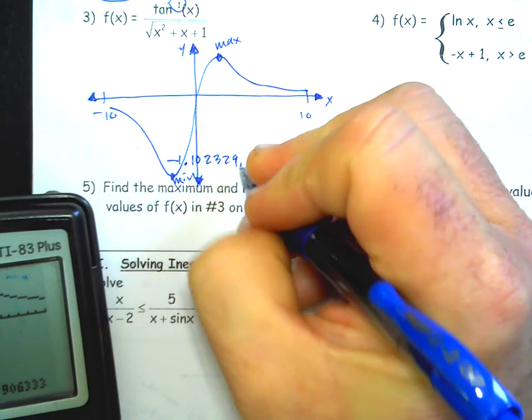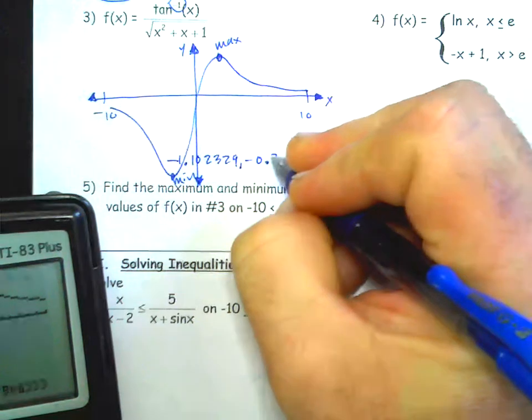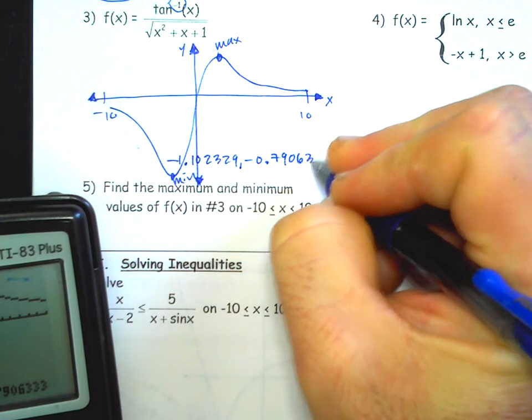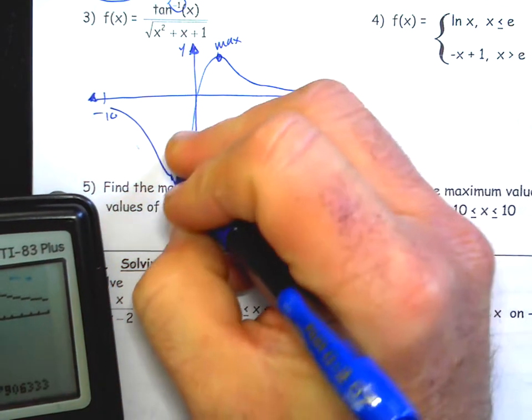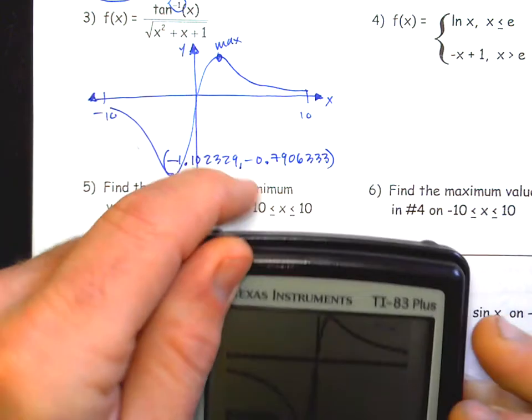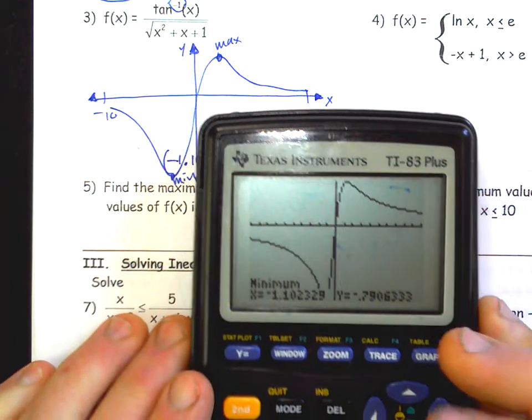-1.102329, comma, -0.79063333. And I'm just writing these extra decimals down because what if I need these for a future calculation and I don't want to go back and redo this.